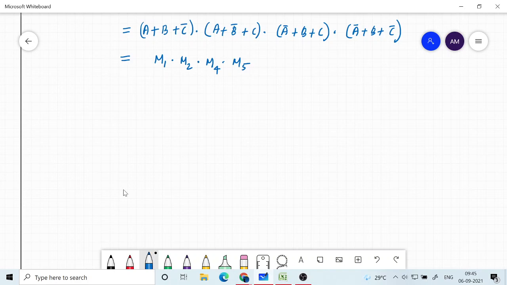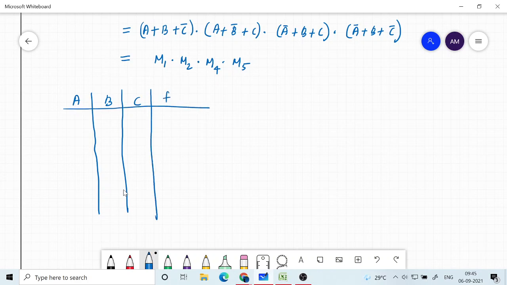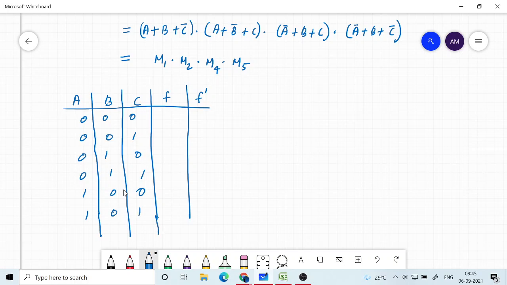So let me just write the truth table once again, but this time with the F complement also. Okay, so A, B, C, and then you have F, and then F dash. So 0 0 0, 0 0 1, 0 1 0, 0 1 1, 1 0 0, 1 0 1, 1 1 0, 1 1 1.